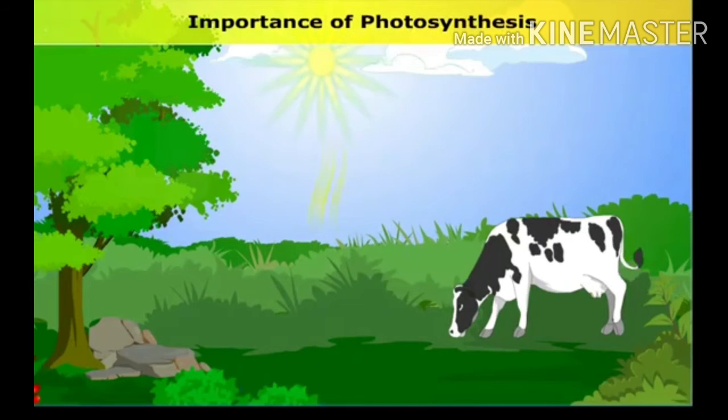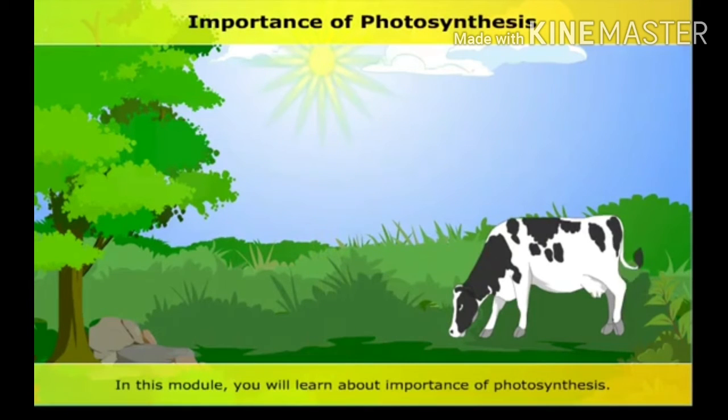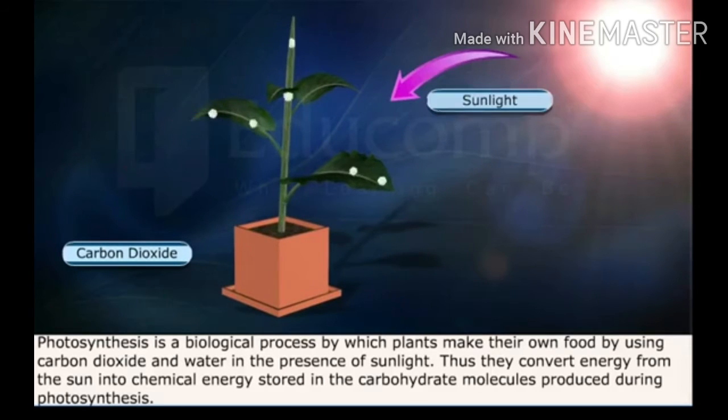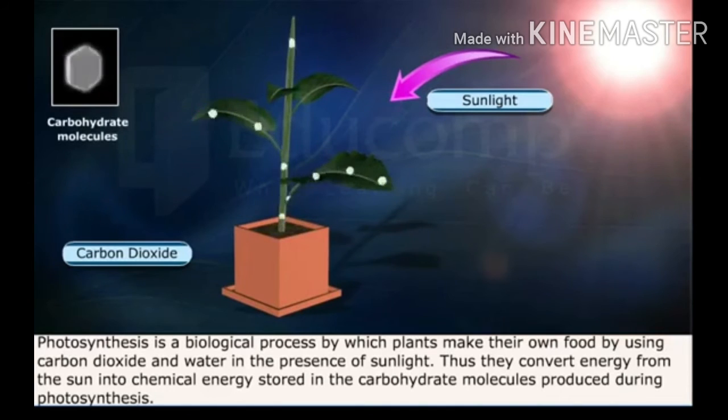Importance of photosynthesis. In this module, you will learn about the importance of photosynthesis. Photosynthesis is a biological process by which plants make their own food by using carbon dioxide and water in the presence of sunlight. Thus, they convert energy from the sun into chemical energy stored in the carbohydrate molecules produced during photosynthesis.